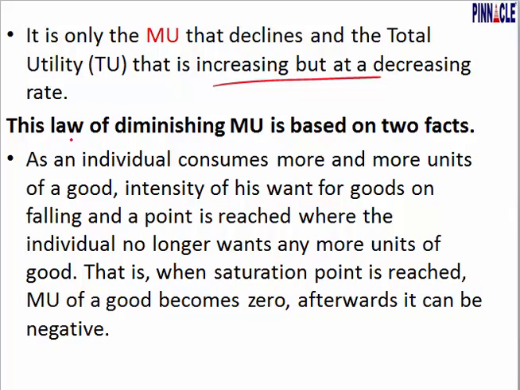And this law of diminishing marginal utility is based on two facts. As an individual consumes more and more units of a good, the intensity of his want for the good keeps falling, and a point is reached where the individual no longer wants any more units of the good. That is, when the saturation point is reached, the marginal utility of the good becomes zero. Afterwards it can be negative also. So that which we have seen in the graph, the marginal utility after a certain period of time will go into the negative zone.